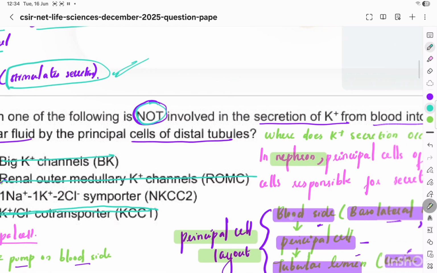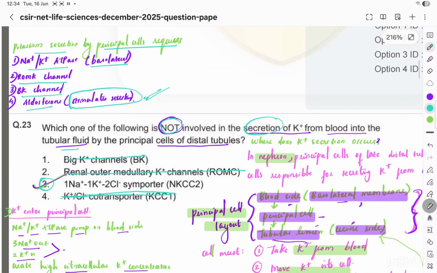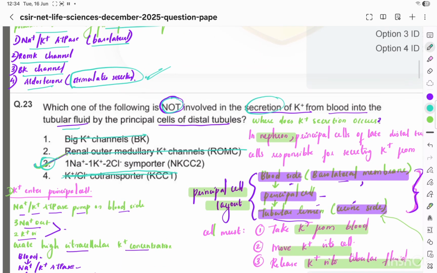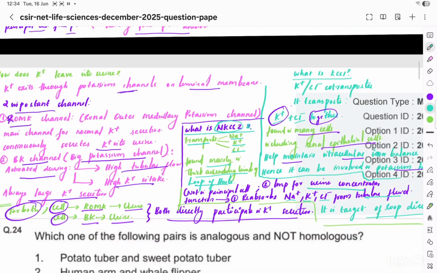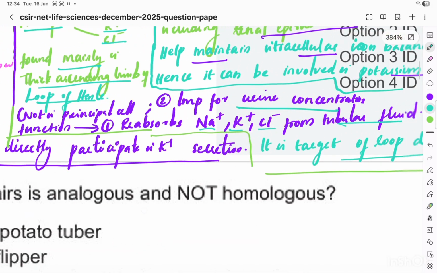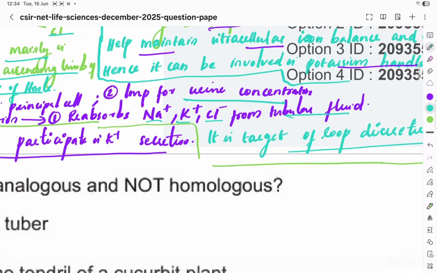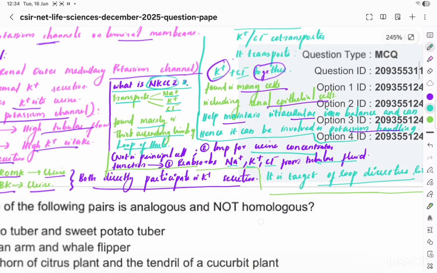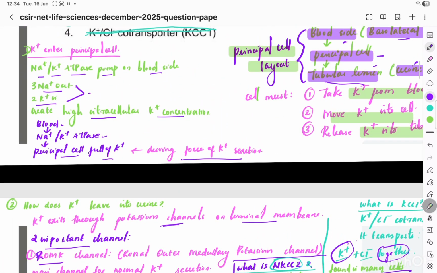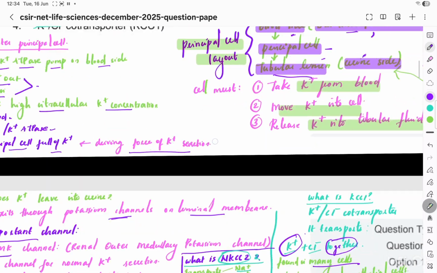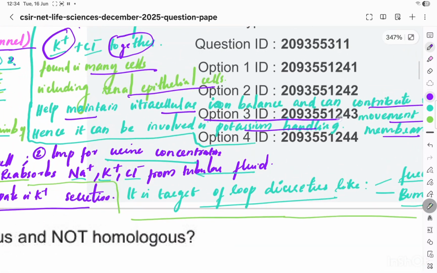Okay, the question is asking about secretion of K plus from the blood into tubular fluid. So we know that the third option, the 1 Na plus 1 K plus 2 Cl minus importer, that is NKCC2, is not involved in the secretion of K plus, but in the concentration of the urine. It reabsorbs the Na plus, K plus and Cl minus from the tubular fluid, that is from the urine. This is all about this question, and we got the answer as the third one, option 3. This is our answer. Okay, I hope you got it.